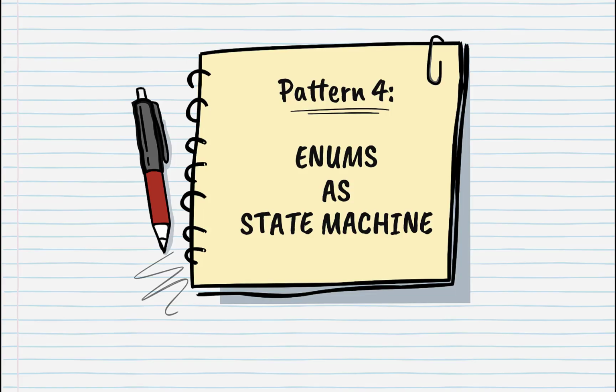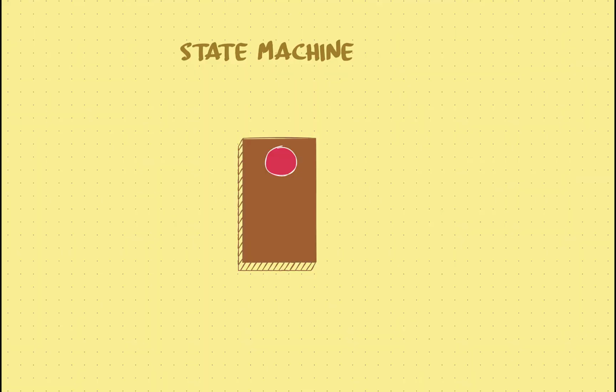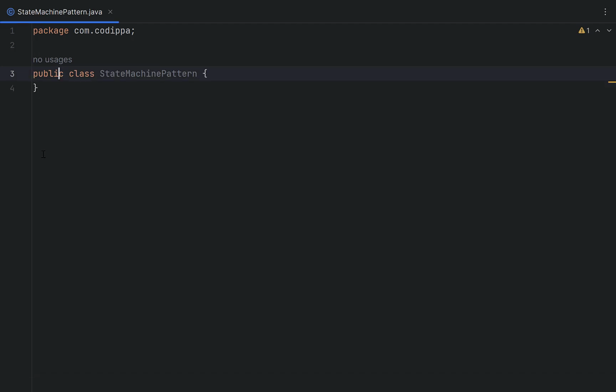You can also use enums to create a state machine. Think of a traffic light that changes its color from red to green to yellow and then back to red. Each state knows what comes next. We can implement this behavior using enums.